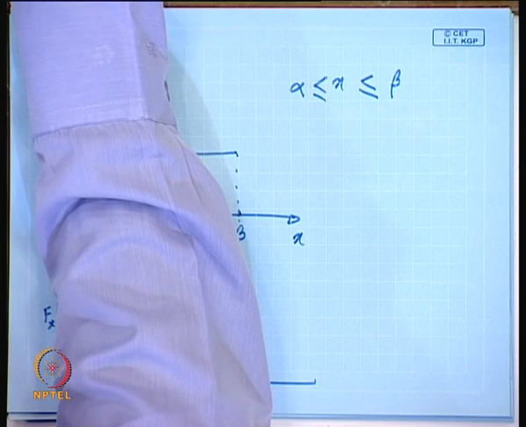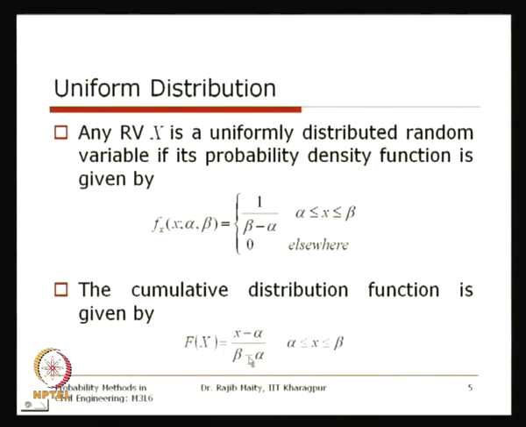This is shown here: the cumulative distribution function is (x minus alpha) by (beta minus alpha). If you put x equal to alpha here, you get 0, and if you put x equal to beta, you get this value as 1. This is shown in this diagram as well.